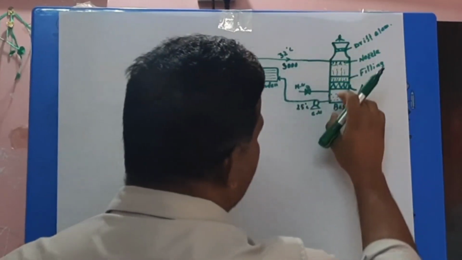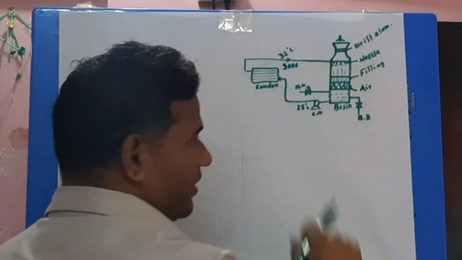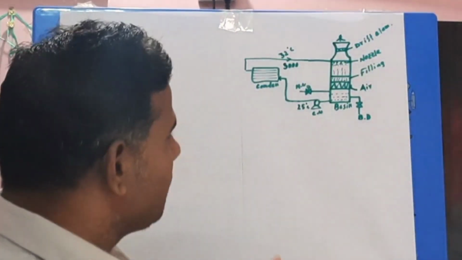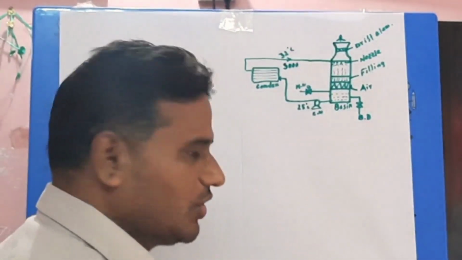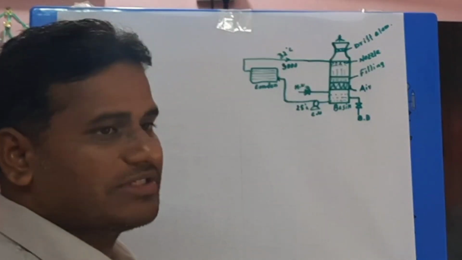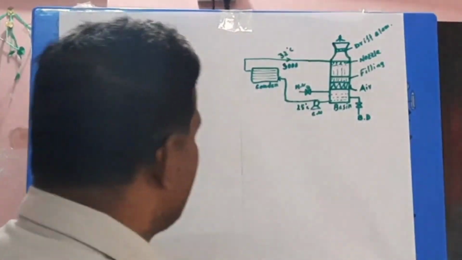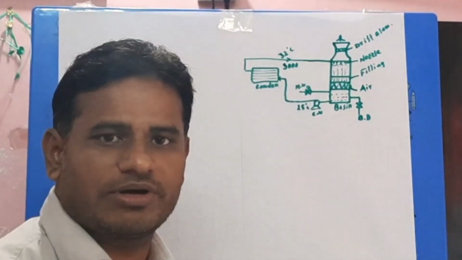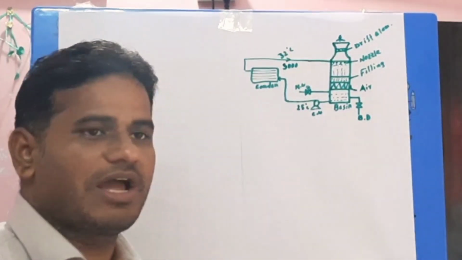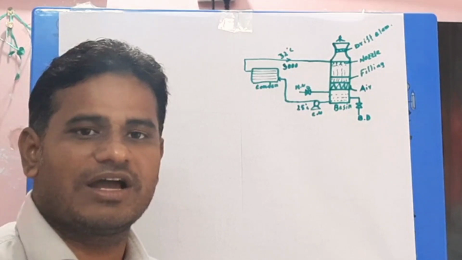In this cooling tower, water is continuously evaporated. For evaporating this water, some water is lost, and it is called evaporation loss. So in the cooling tower, one loss is called evaporation loss. Another loss is drift loss. How many losses are there in a cooling tower? So now I will explain how many losses there are in the cooling tower.